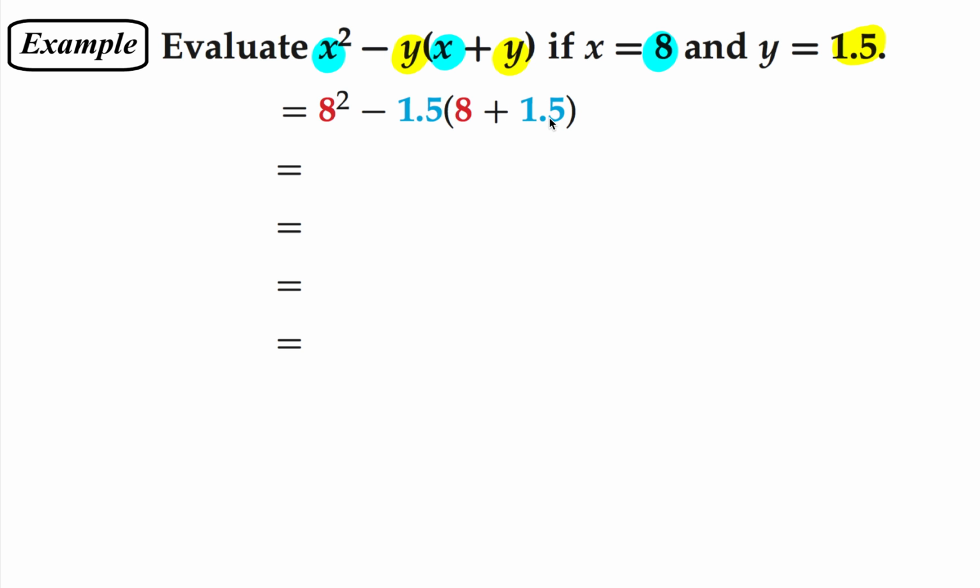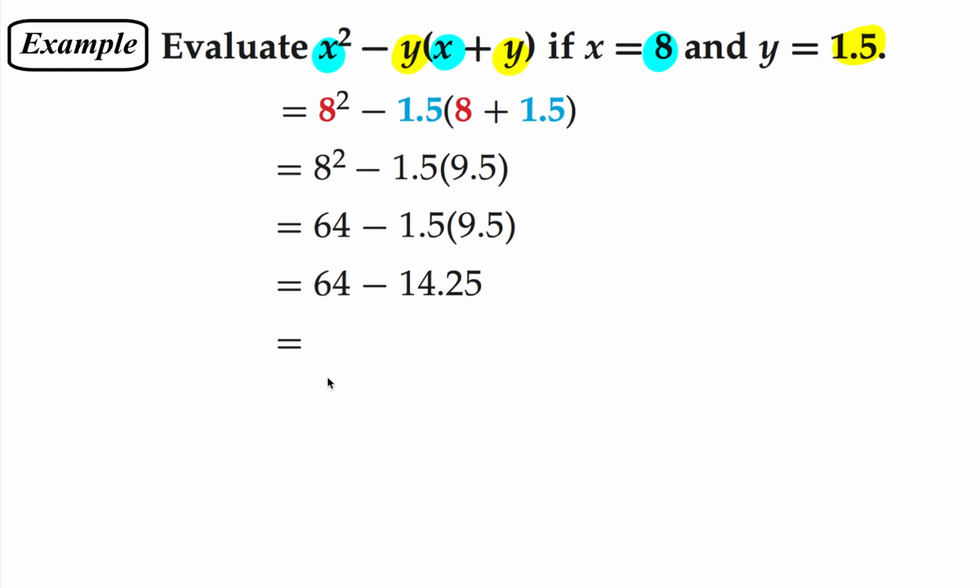8 plus 1.5 is 9.5, so we're going to just replace that. And then now we need to do our exponent next, right? So we have to do this 8 to the second power first, which gives us a 64. Multiplication is done before subtraction, so we have to multiply these two numbers. And now we can do our subtraction for a final answer of 49.75.